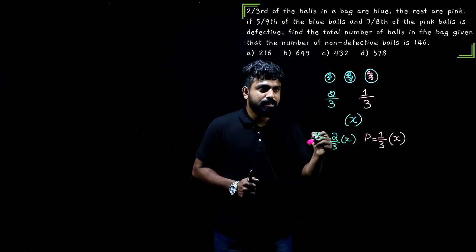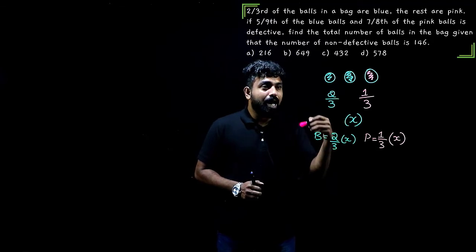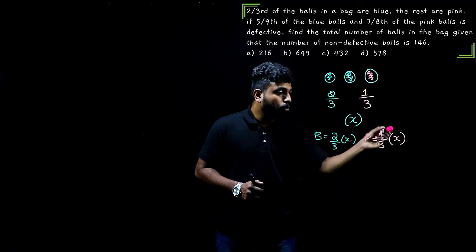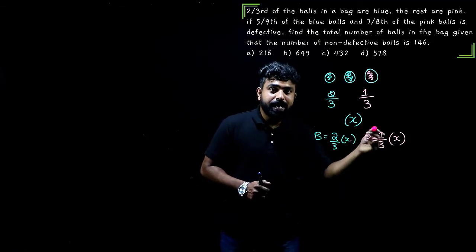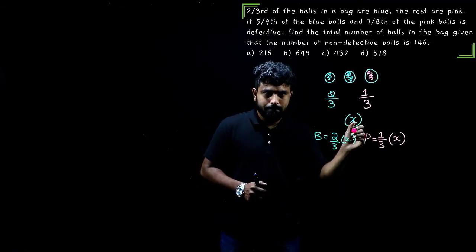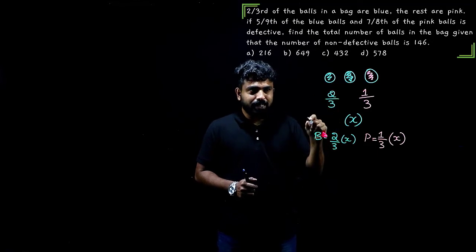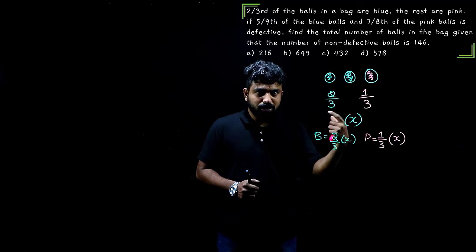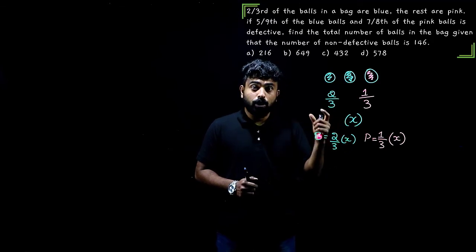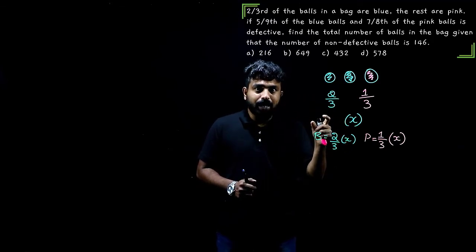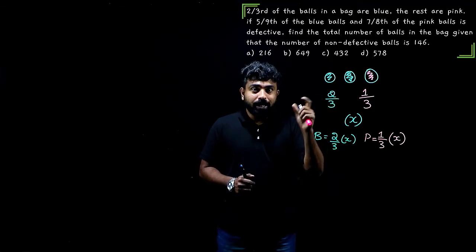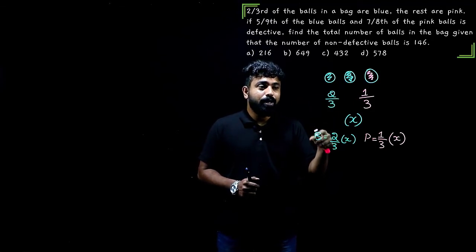Out of this, 5/9 of the blue balls are defective. And out of these pink balls, 7/8 of the pink balls are defective. But in the final sentence, they have given that the total number of non-defective balls is 146. Hence, we need to find out non-defective balls rather than finding out defective balls.